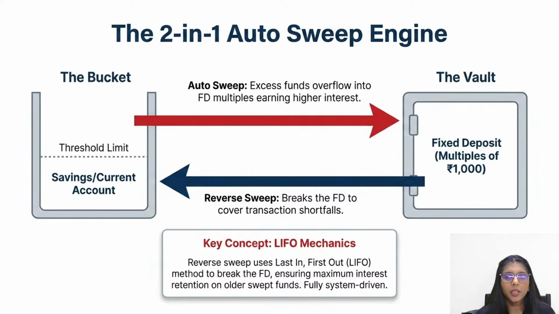And on the other hand, if in a savings or current account we have less amount or are short of funds, then the FD will break partially or fully, and that amount will be deposited into our operating account. This is reverse sweep. So this is auto and reverse sweep, and it is beneficial to link both accounts to maintain the balance in the current and savings account and also get better interest through the FD. Okay. So this is the two-in-one auto sweep account.